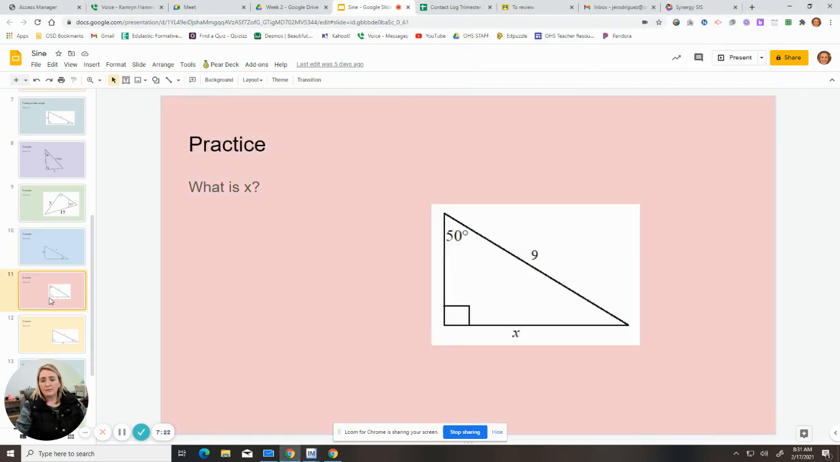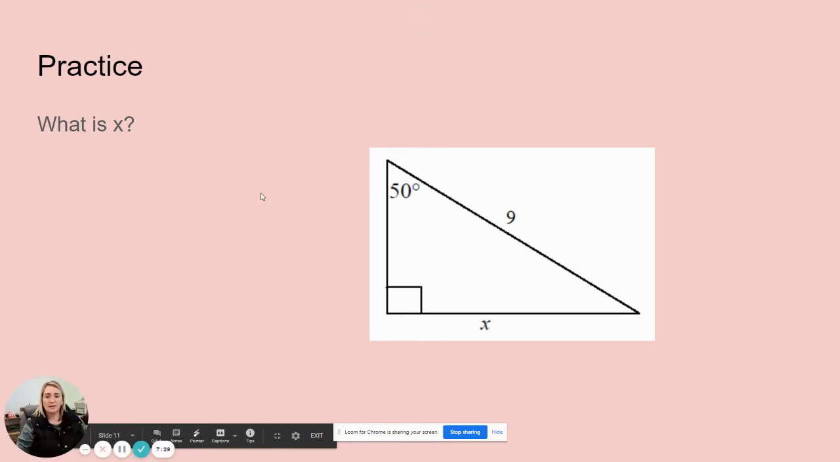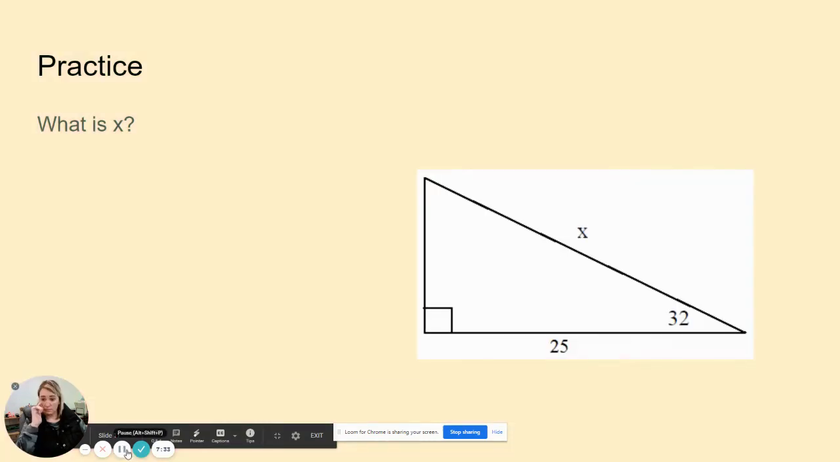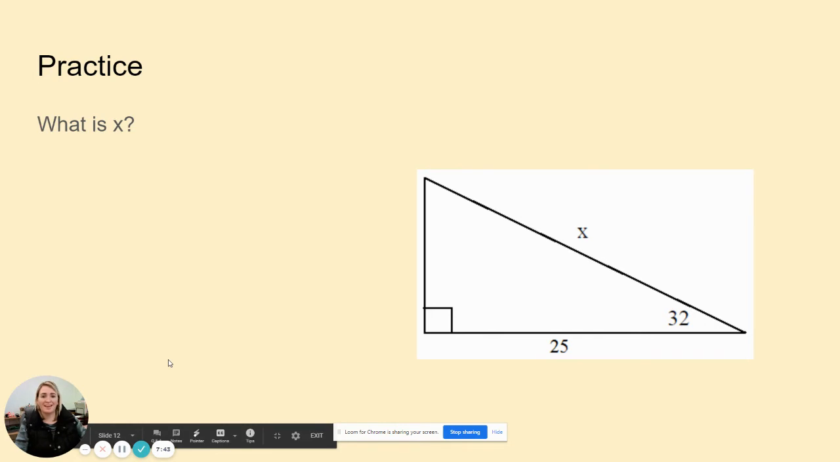So I'm going to have you guys practice one of each. This first one is practicing for our opposite side. So go ahead and set up your ratio and solve for x. Okay, so now you are going to find a hypotenuse. So you're going to set it up exactly the same. Your x is just going to be in a different spot for solving. So go ahead and solve for the hypotenuse.